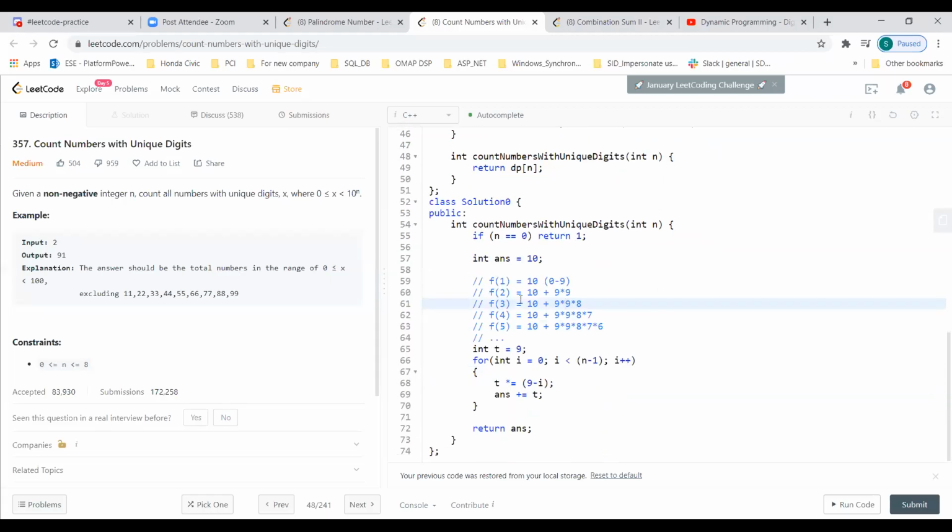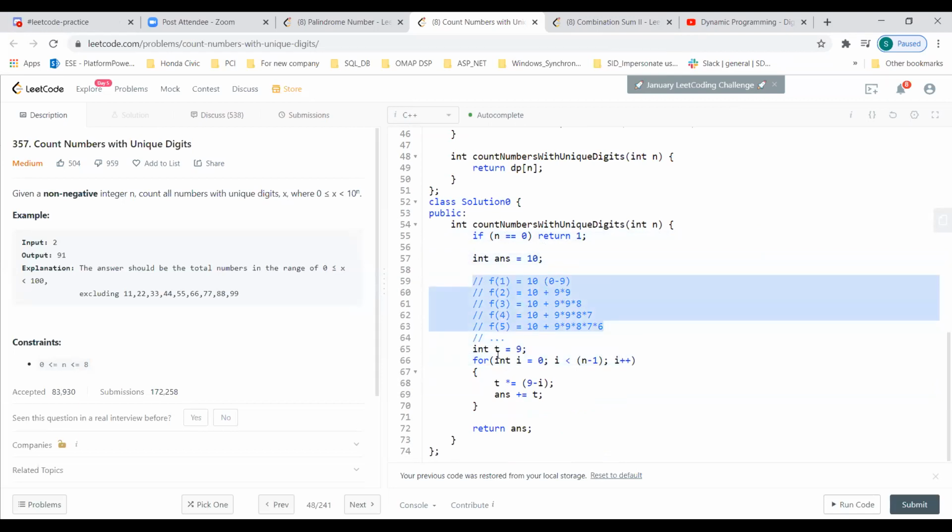Combination sum to count number. Okay, so this is the iterative way. Initially the answer will be 10. If your n is 0, return 1. Answer 10, and follow these things.